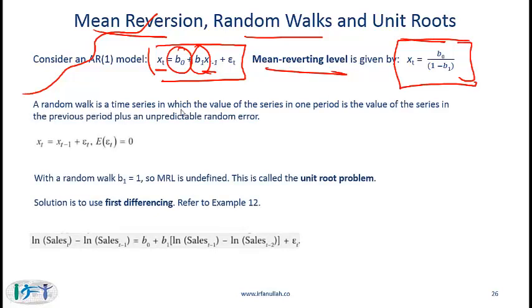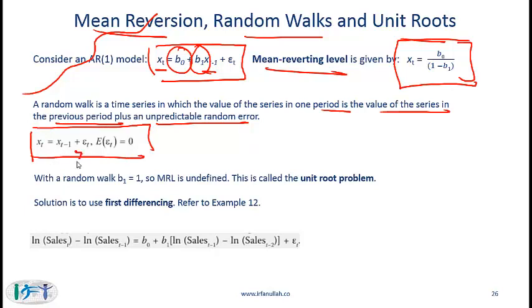A random walk is a time series in which the value of the series in one period is the value of the series in the previous period plus an unpredictable random error. So this is a random walk. Sometimes you can have a random walk with a drift, where there is some other non-zero term over here. But the key point with the random walk is that the coefficient B1 is 1.